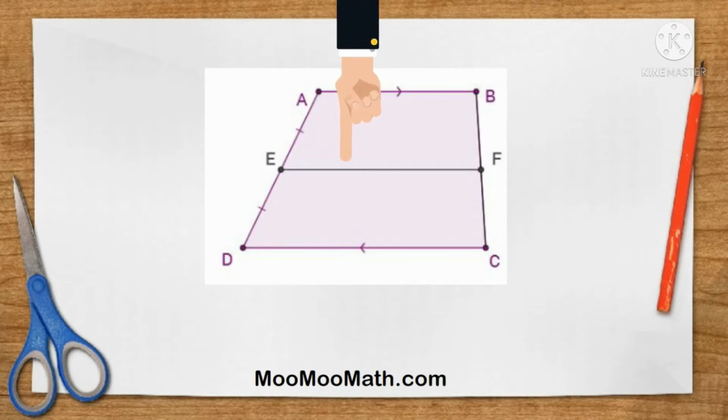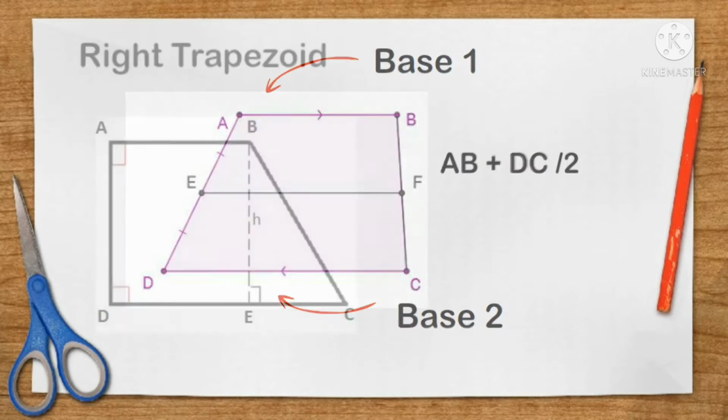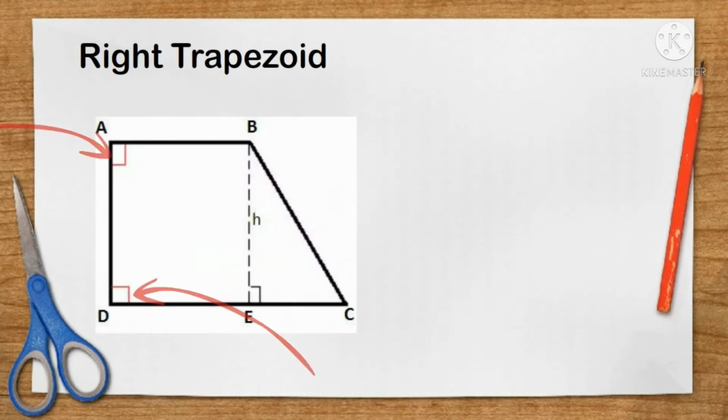See this mid segment. When we draw a line between the two parallel sides, that line is called the mid segment. How do you find the length of the mid segment? The sum of AB plus DC, we divide by 2, and that is the mid segment.